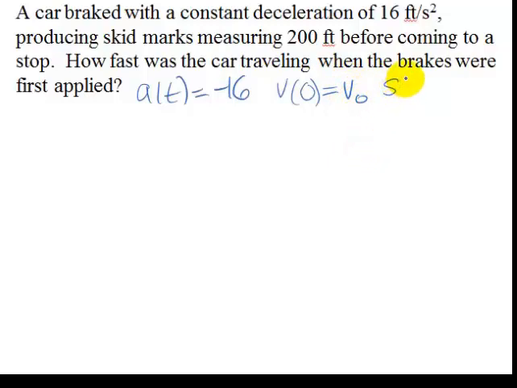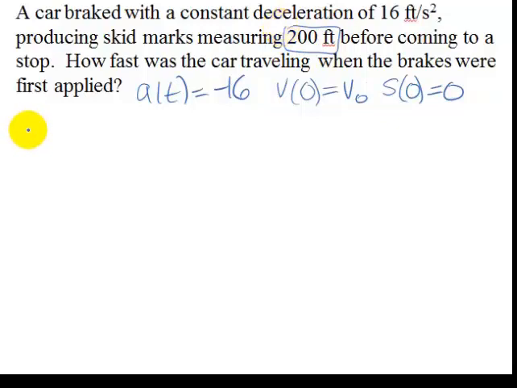And we're going to say our position at time 0 is 0, and that's where we'll measure from. And our position when the car stops then is going to be 200 feet, because it has the skid marks for 200 feet. How fast was the car traveling before the brakes were first applied?